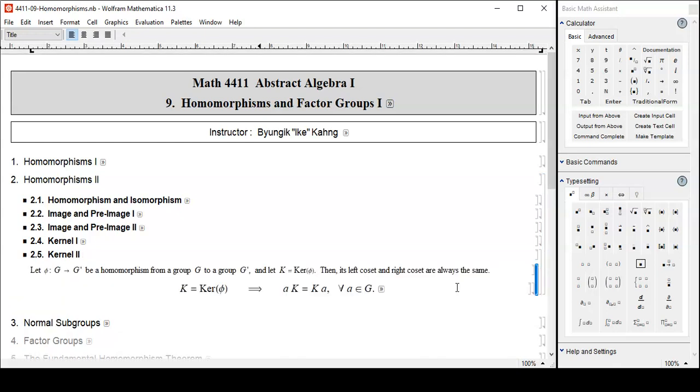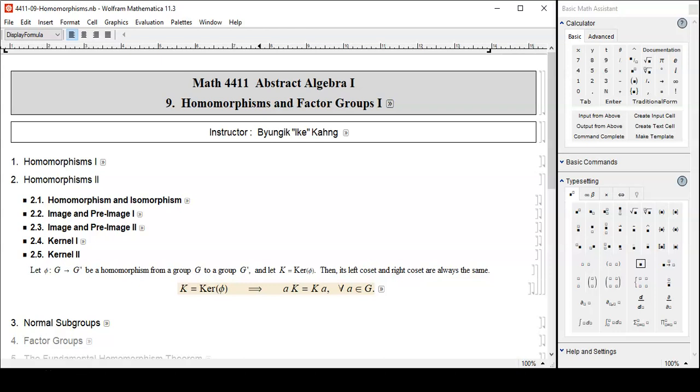Now here's the final topic. Basically, this is what we want to prove. For kernels, the left coset and the right coset are the same, always. For an abelian group, no problem there, because the left coset and right coset are always the same for abelian groups. That's because the multiplication is commutative, so for left multiplication versus right multiplication, there's no difference.